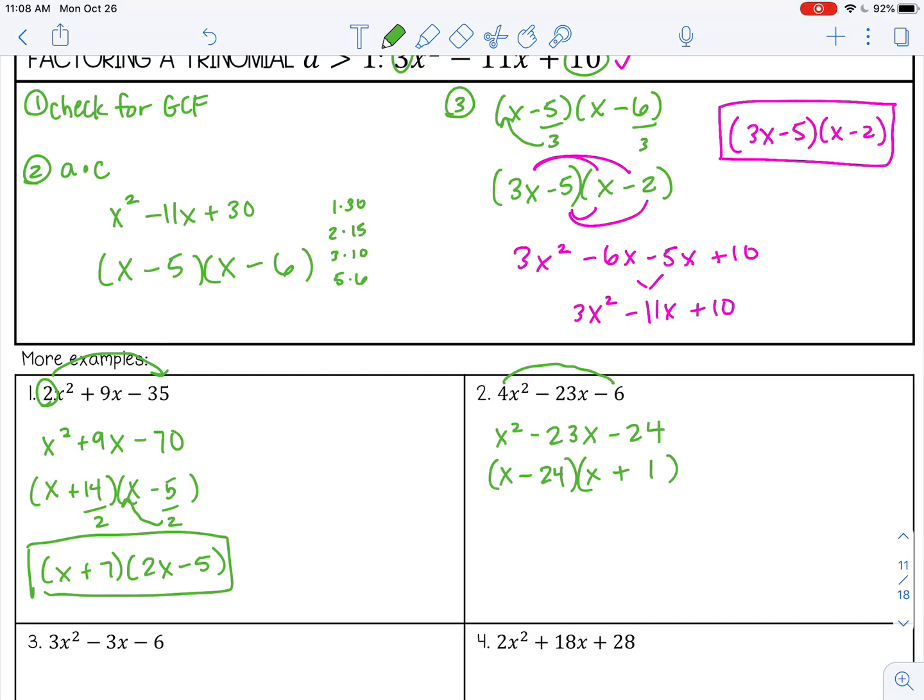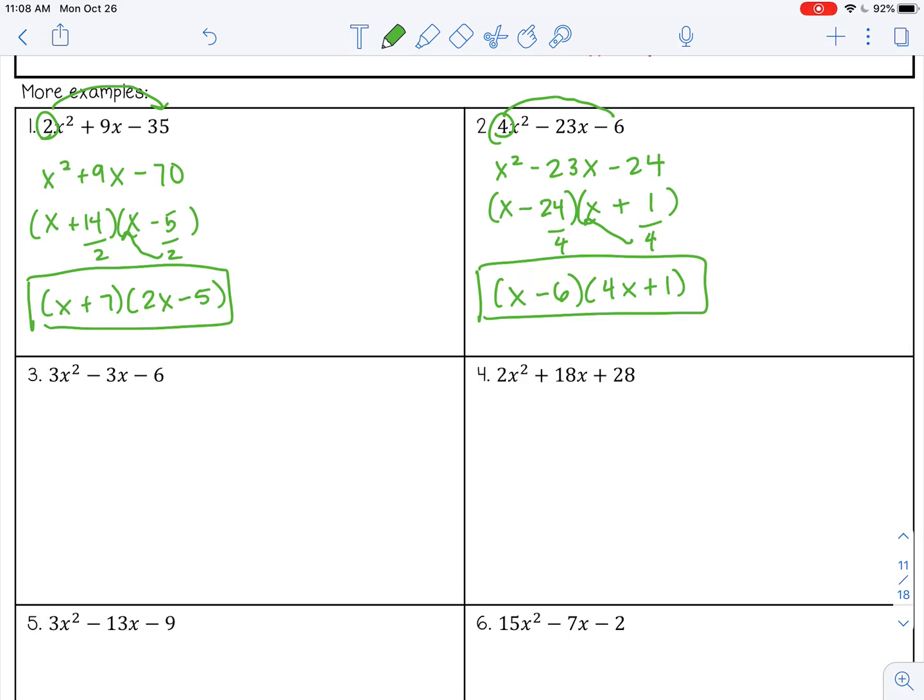And then don't forget that a that we got rid of, we need to bring it back now. So 24 divided by 4, that's 6. 1 divided by 4 does not divide evenly, so I'm going to bring that 4 up. And that's my final answer.